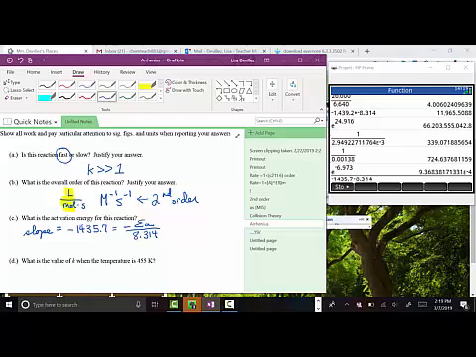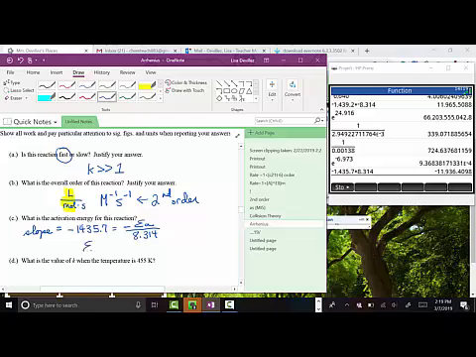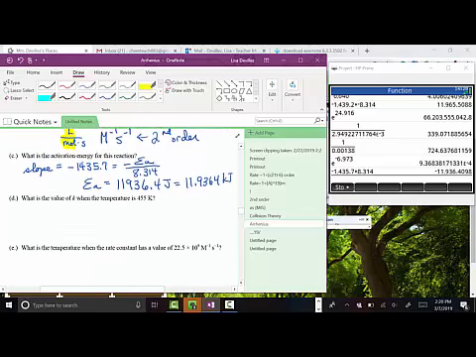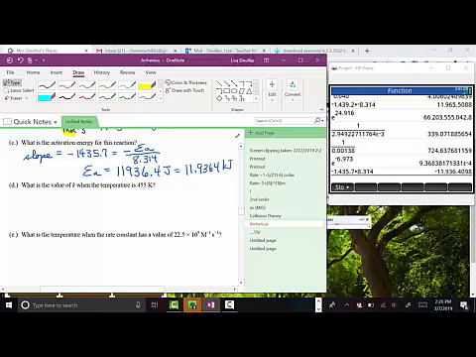8.314. Okay, and I'm getting that my activation energy is, oh, I forgot to put a negative on the 8.314. So that's actually going to be positive. Activation energy will always be positive. So 11,936.4, and that's in joules, which would be 11.9364 kilojoules.